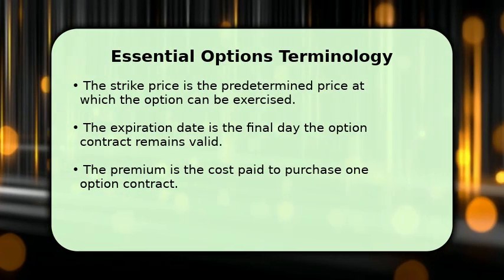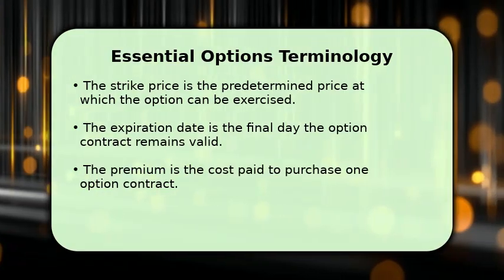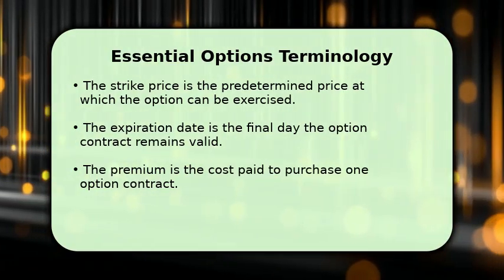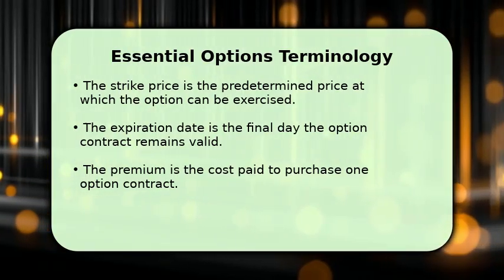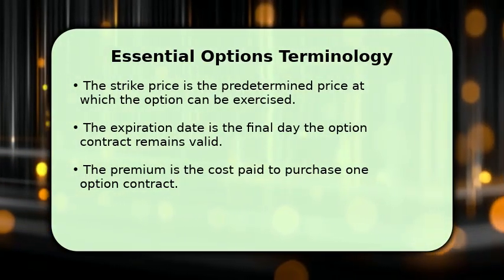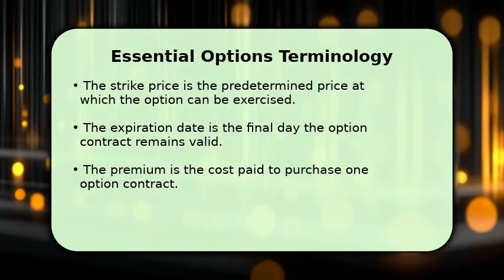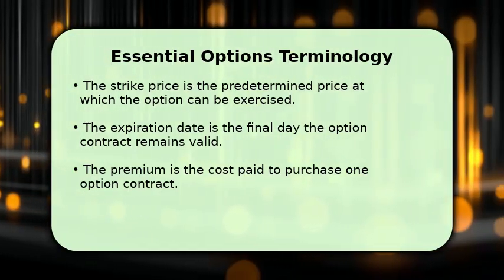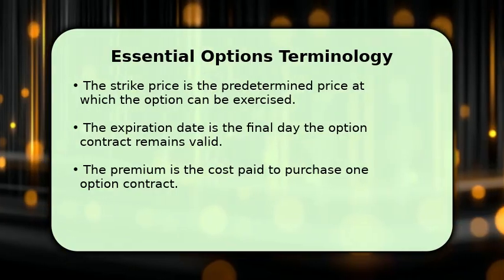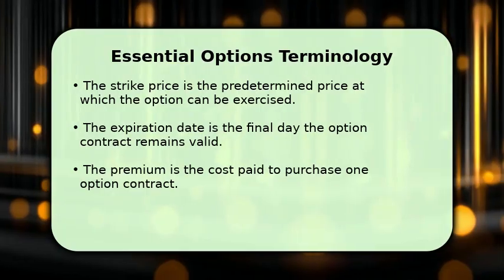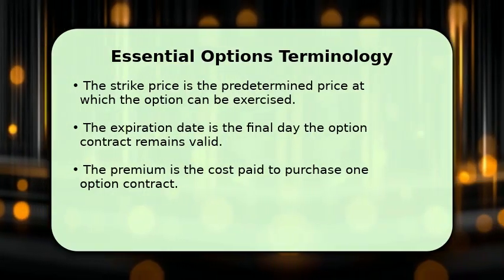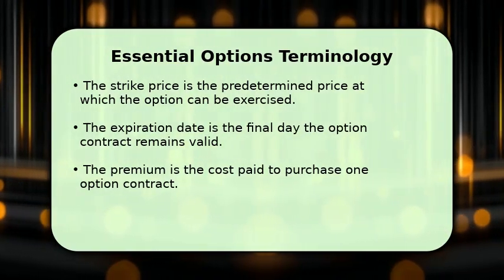To navigate options trading, you need to know some key terms. The strike price is the specific price at which you can buy or sell the underlying stock. The expiration date is the last day your option contract is valid. The premium is the price you pay to acquire the option contract itself. An option is considered in the money if exercising it would be immediately profitable, based on the stock's current market price versus the strike price.